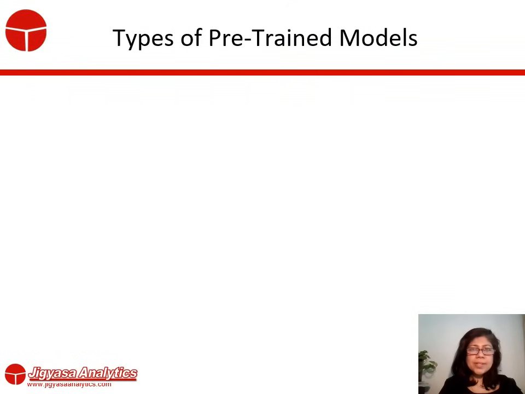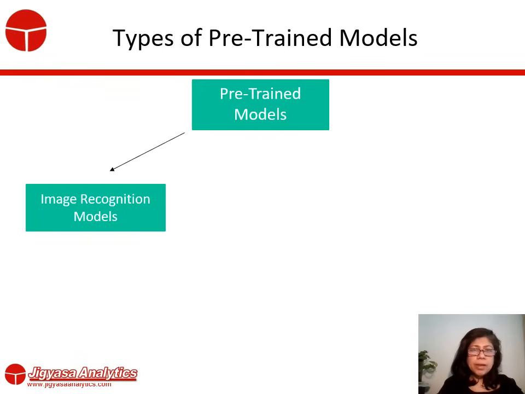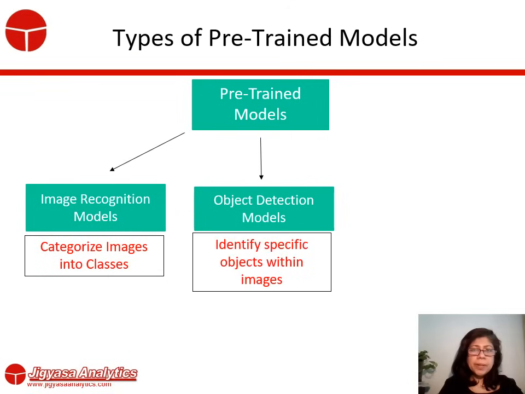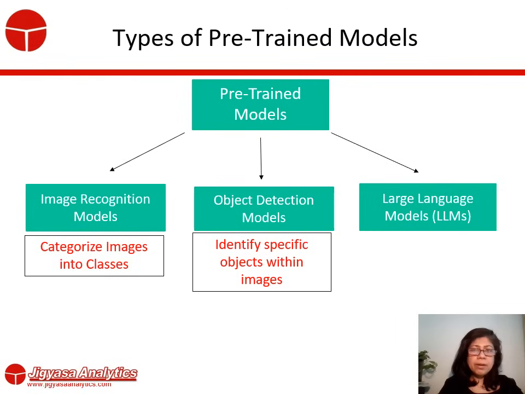For most of this presentation, we have talked about pre-trained LLM models, but there are many types of pre-trained models available. There are pre-trained image recognition models, which are extremely good for image classification. Then there are pre-trained object detection models, which can be used to identify specific objects within images. And then, of course, there are pre-trained language models, which can be used for natural language processing, as well as classification tasks such as sentiment analysis.